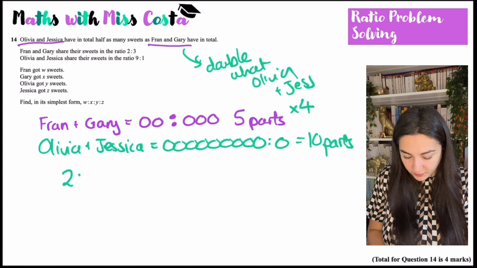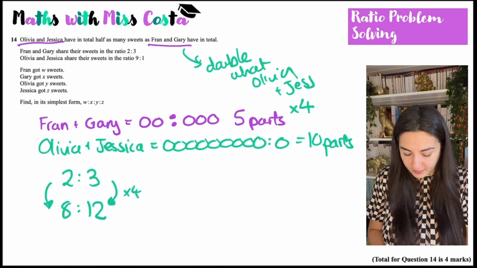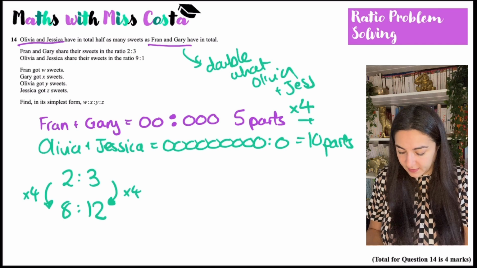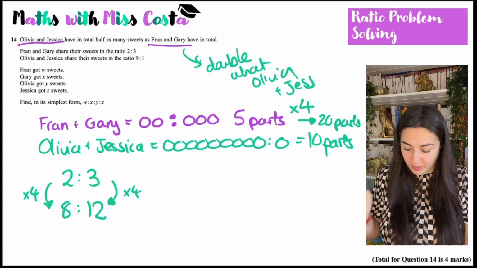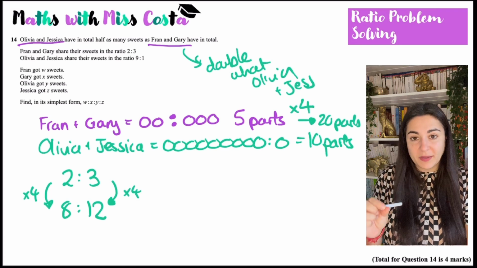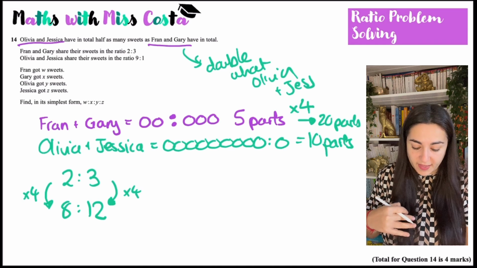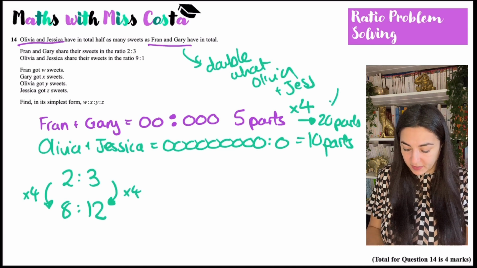So their original ratio was 2 to 3. Multiply it by 4 would become 8 to 12 because that way they have 20 parts, which is double what Olivia and Jessica have. So because now they all have equal amounts of parts, and also in the correct ratio, i.e. that's double. So I could have just multiplied the ratio by 2 and they'd both have 10 parts, but I'm told that they have double what Olivia and Jessica have. That's why I needed to make it 20 parts, which is double.